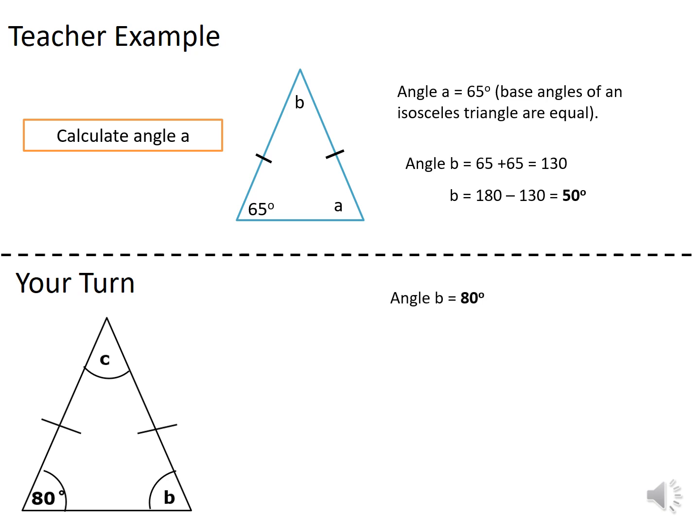Okay, so we should have got angle B being 80 degrees simply because it's a base angle, same as 80. And then for C, we just do 80 plus 80 is 160, subtract that from 180. So angle C should have been 20 degrees. Well done if you got that correct.